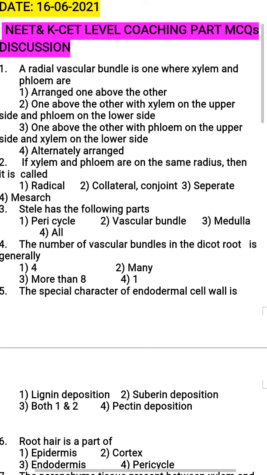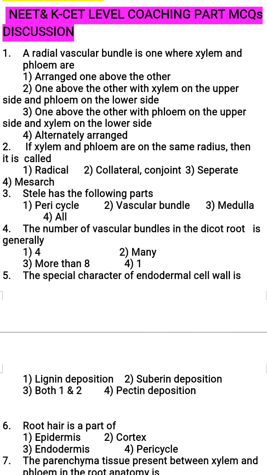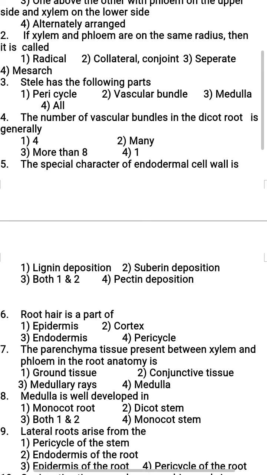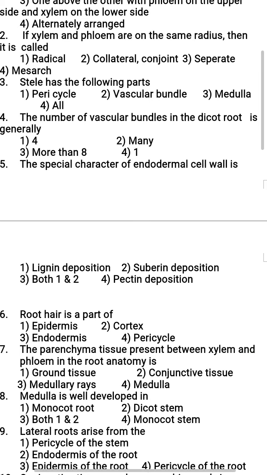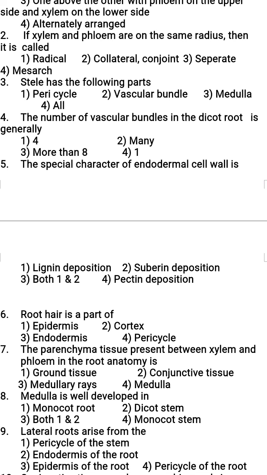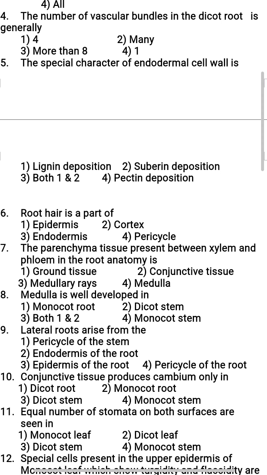Later a cambium ring develops between the xylem and phloem, right? So this is the explanation for this question. Hope you understood. Now let's move to the fifth question. A special character of the endodermal cell wall is, let us see options. Option 1, lignin deposition. Option 2, suberin deposition. Option 3, both 1 and 2. Option 4, pectin deposition. Now let us see the correct option for this question.